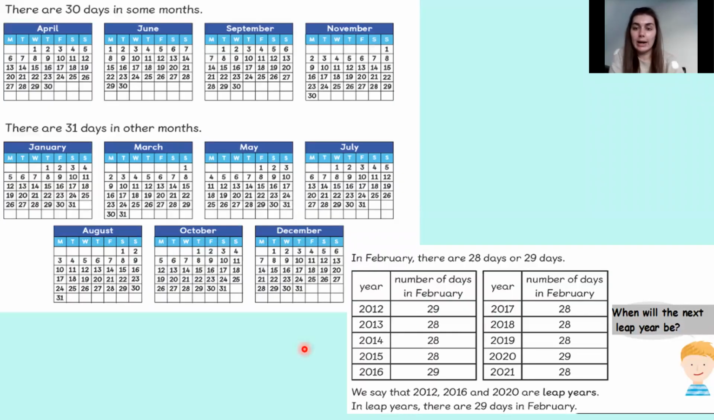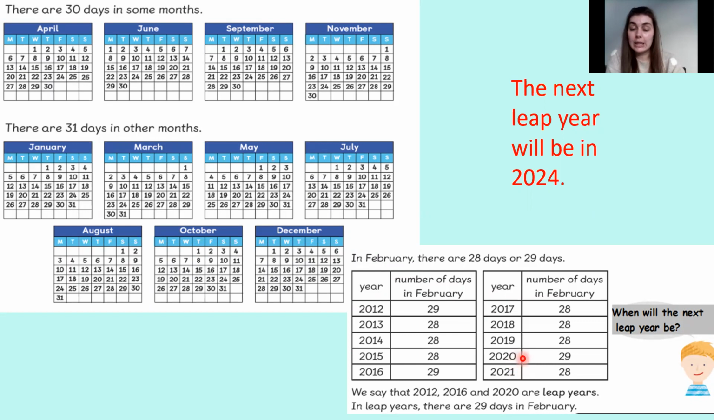So you are correct if you think that the next leap year will be in 2024. So our last leap year was actually last year in 2020. Leap years happen every 4 years. So if we add the 4 to 2020, the next leap year will be in 2024.